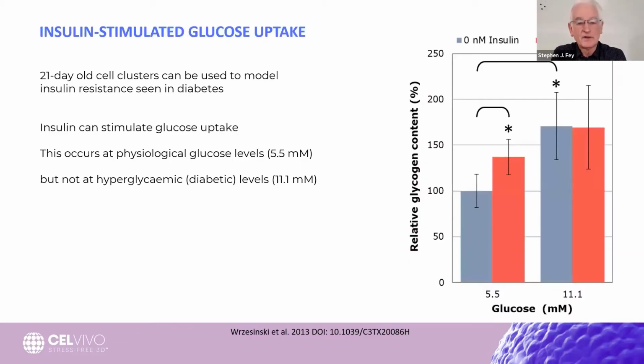Another example of spheroids mimicking in vivo behavior is this one here. Here we've grown our spheroids in 2 concentrations of glucose, 5.5 millimolar or 11. So 5.5 would be a normal glucose level, whereas 11 would be a diabetic level. And we see that spheroids grown at 5.5, you can treat them with insulin, and then they increase their glucose uptake and then produce glycogen. At 11 millimolar, that physiological response has disappeared. So the spheroids become glucose resistant, just like a patient would in vivo. So here we can mimic a disease.